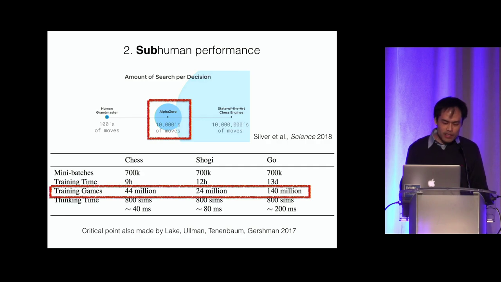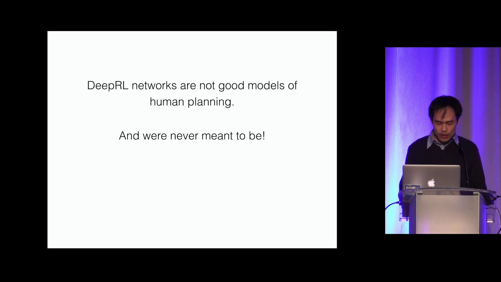And then this is the real bummer. If you look at the number of training games, AlphaZero needed 44 million training games in chess. As we heard from Sam, it's hard to think of conceptual knowledge and convey it through language, but it's at least a very different way in which humans learn to play chess than these machines.